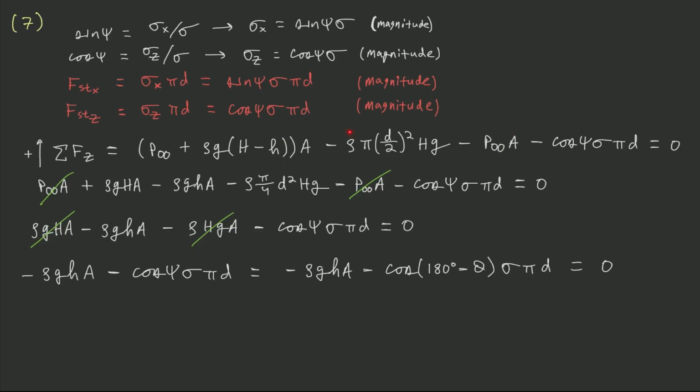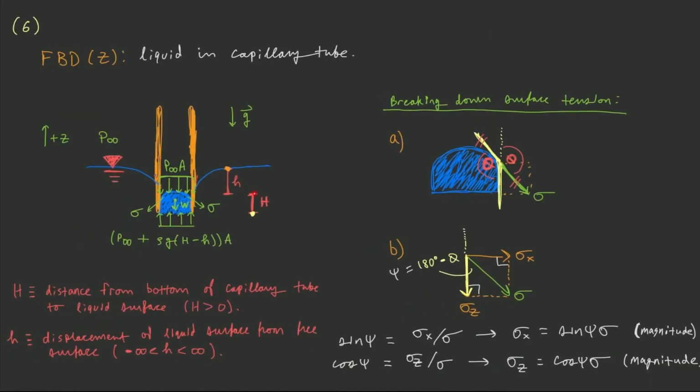So the next thing to note is this term right here. This is just the weight of the liquid in the capillary tube. We note that the area of the cylinder of the liquid in the capillary tube is approximately pi r squared, or pi times d over 2 squared. The height of the liquid in the capillary tube is that capital H, because that goes from the top of the liquid surface in the capillary tube to the bottom of the capillary tube. So that capital H is the height of the liquid in the capillary tube.